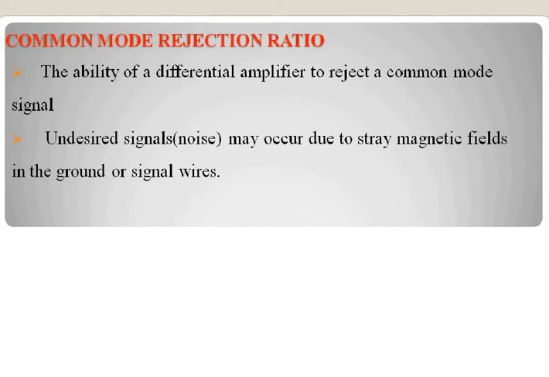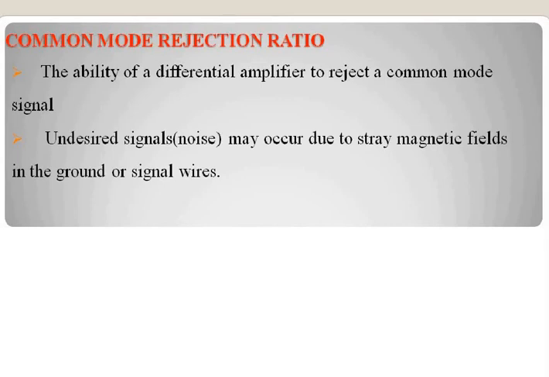So we know that for an ideal op-amp or differential amplifier, when common inputs are coming to both the inputs, they get cancelled. So we can say that in the ideal case, all the noise will get cancelled out. But in the practical case, we have seen that there will be some output due to this common signal. So common mode rejection ratio is the ability of the differential amplifier to reject that common signal.